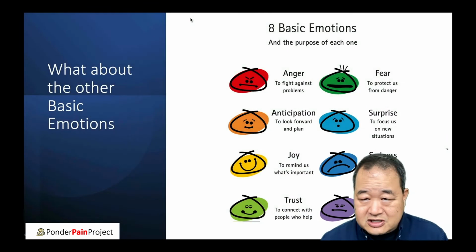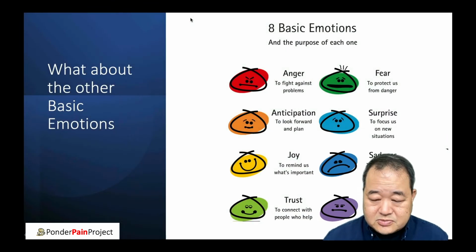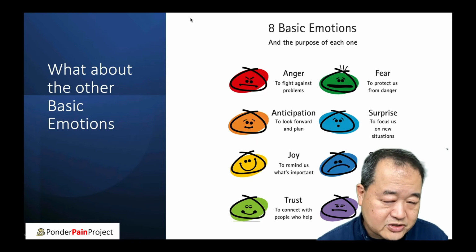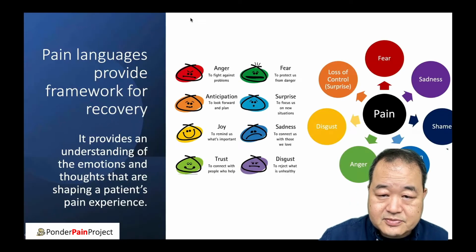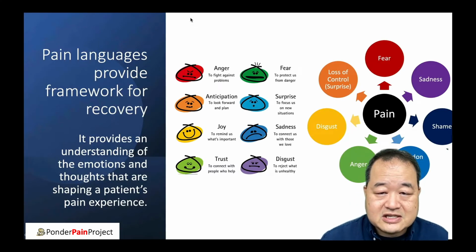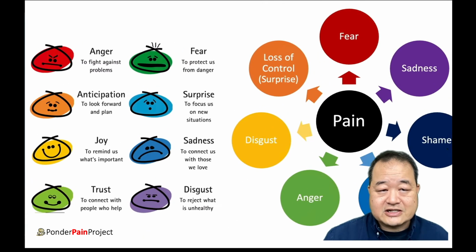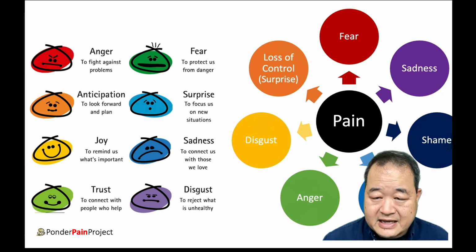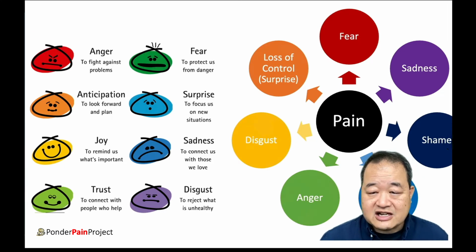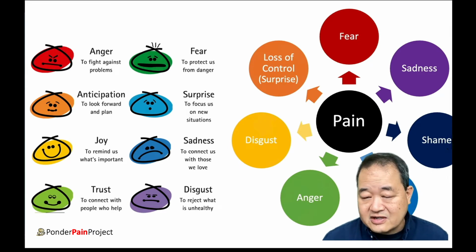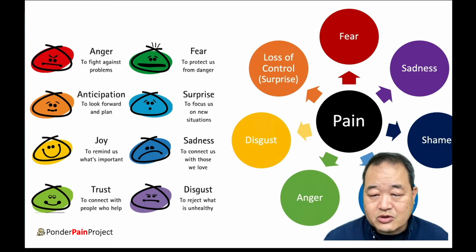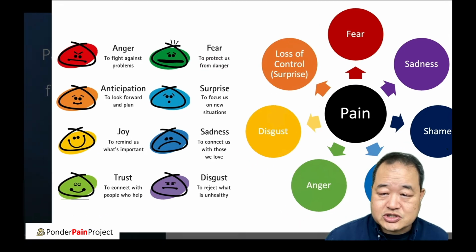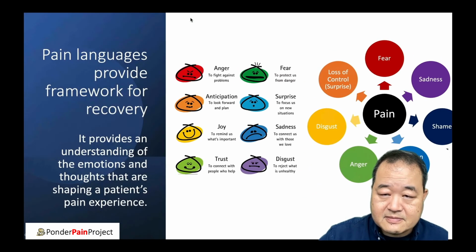So if we start to look at these basic emotions and put them in a framework for looking at our patients, we start to see how these basic emotions are translated into our pain languages. Things like fear and sadness and shame and abandonment and anger and disgust and loss of control really have their foundations and their origins in these basic emotions that you'll see to the left.